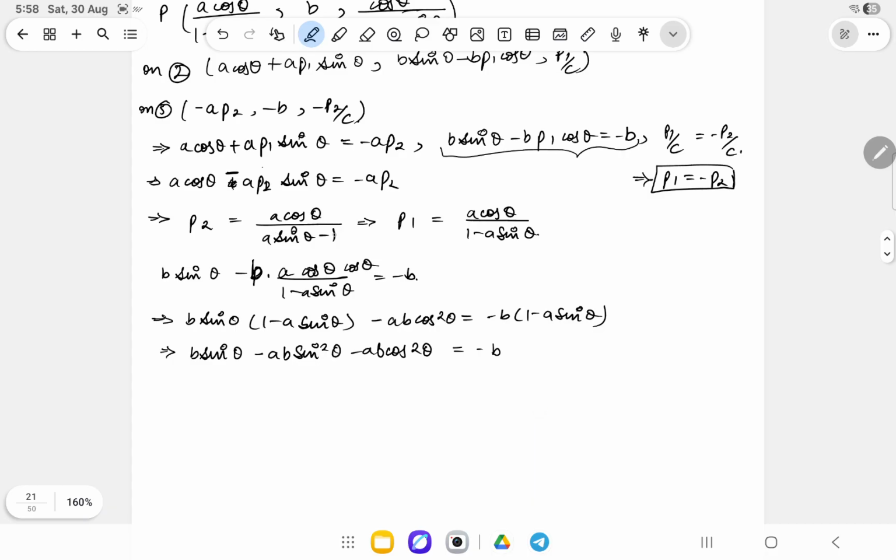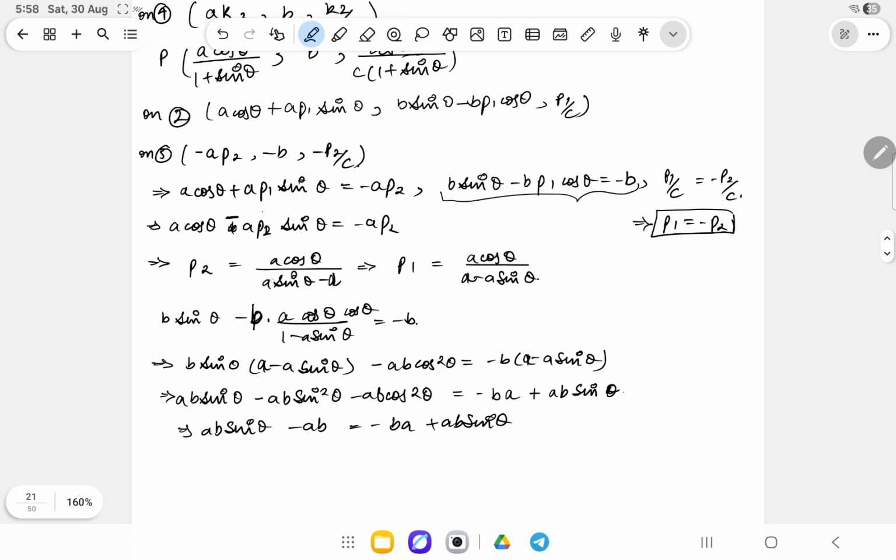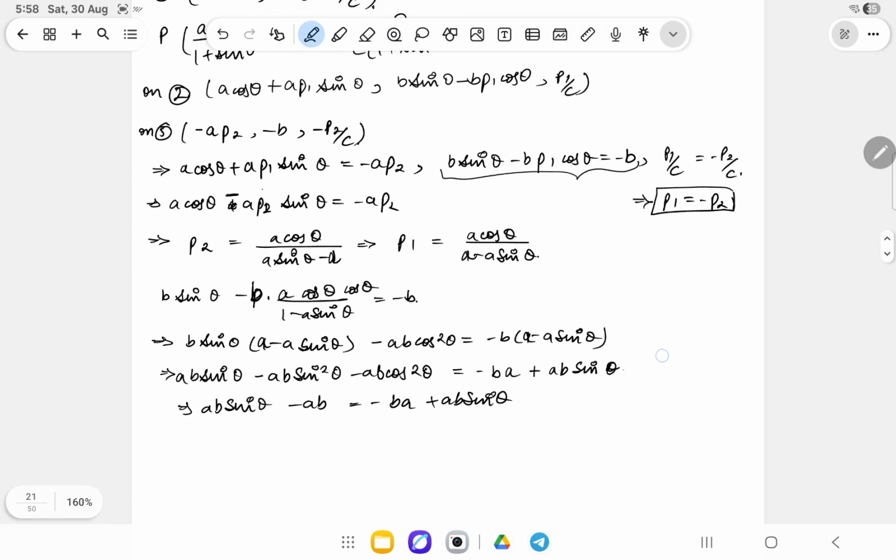it is a here as well, minus ba plus ab sin theta, and here also there will be a. So if I simplify it, I'll be getting ab sin theta minus ab is equals to minus ba plus ab sin theta. If you see, both left hand side and right hand side are equal, so my p1 and p2 are these, and using this I can find out my value of P dash.